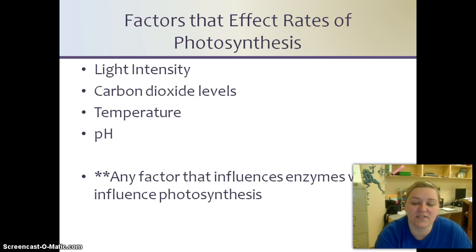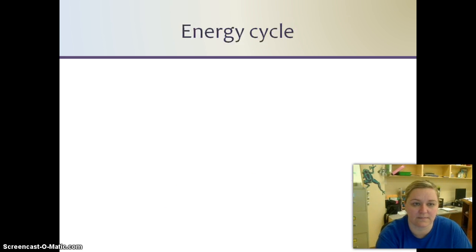Now, the rate of photosynthesis, or how fast it happens, can be affected by 4 different things: light intensity, carbon dioxide, temperature, and pH. So basically, any factor that's going to influence an enzyme, which we're going to talk more about later in another unit or two, is going to influence photosynthesis. So if we don't have a lot of light, photosynthesis will slow down. If we have too much light, photosynthesis will slow down. Same thing with these other factors that can affect it.